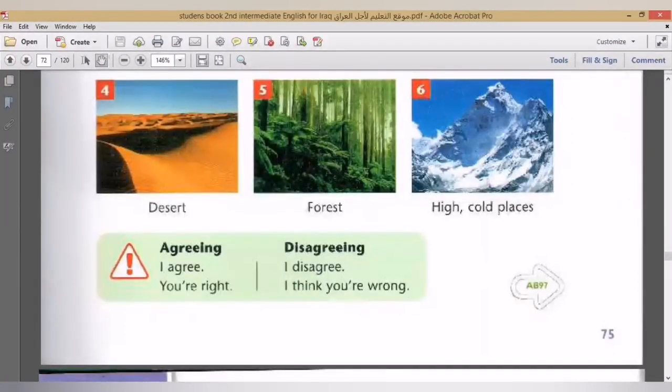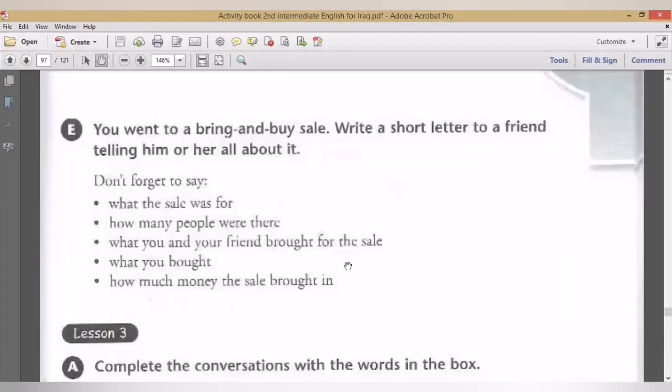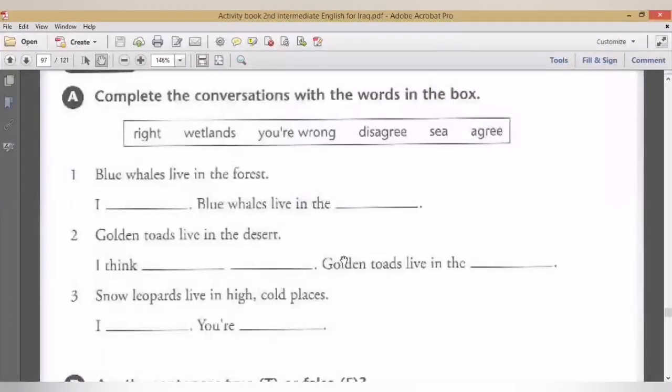So now let us move to the activity book. Lesson 3. Complete these conversations with the words in the box. Blue whales live in the forest. Do you agree or disagree? And you should say why, and take your answer from the box. What do you think? So I disagree. Blue whales live in the sea.